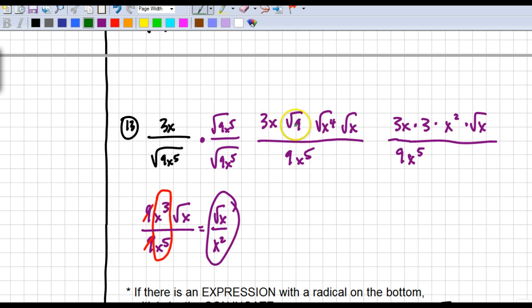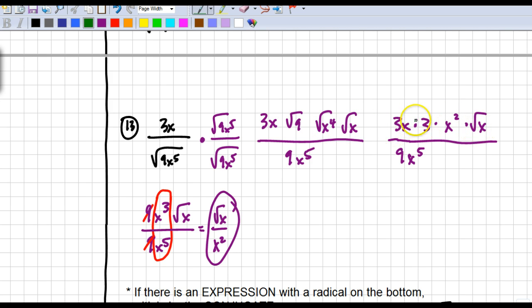On the top the 3x stays, the radical 9 will turn into a 3 here, and the radical of x to the 5th is going to turn into x to the 4 times x to the 1. The x to the 4 turns into x squared, and the plain x stays under the radical.